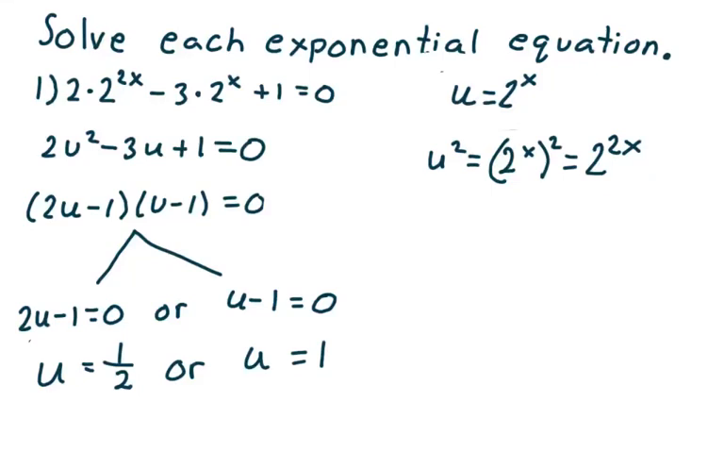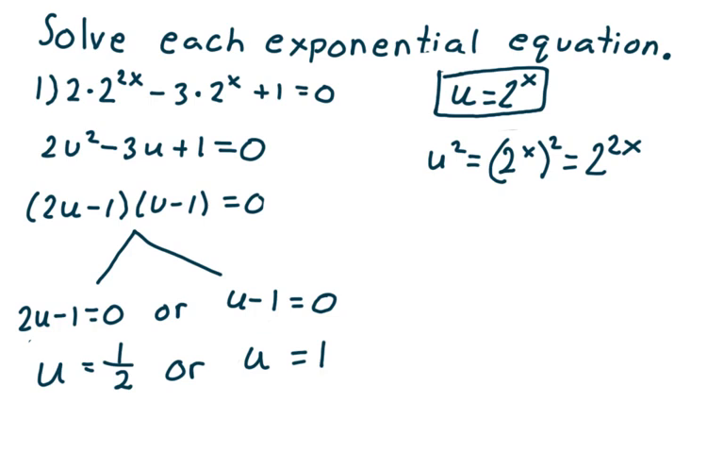The directions say to solve each exponential equation. Let's take a look at example 1. Suppose 2 times 2 to the 2x minus 3 times 2 to the x plus 1 equals 0. What we're going to do is let u equal 2 to the x.